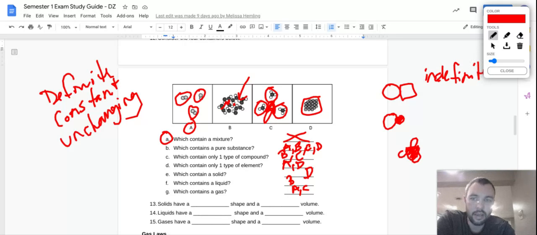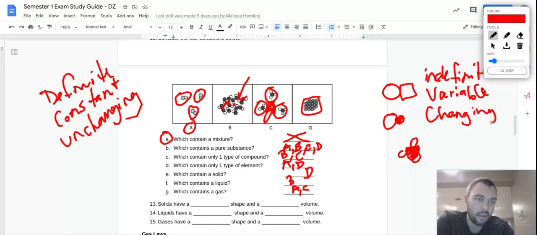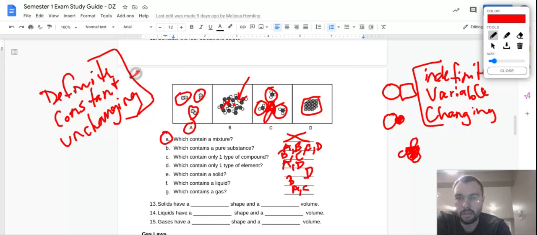An indefinite, you could say variable, or you could say changing. All three of these and all three of these, so these three mean the same thing, and these three mean the same thing. So you can pick whatever you want. I usually do changing and unchanging. You can totally do definite and indefinite.